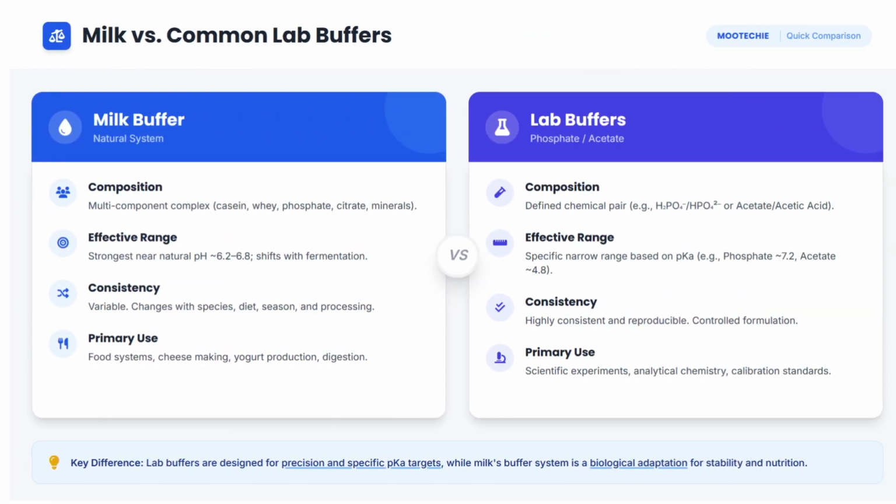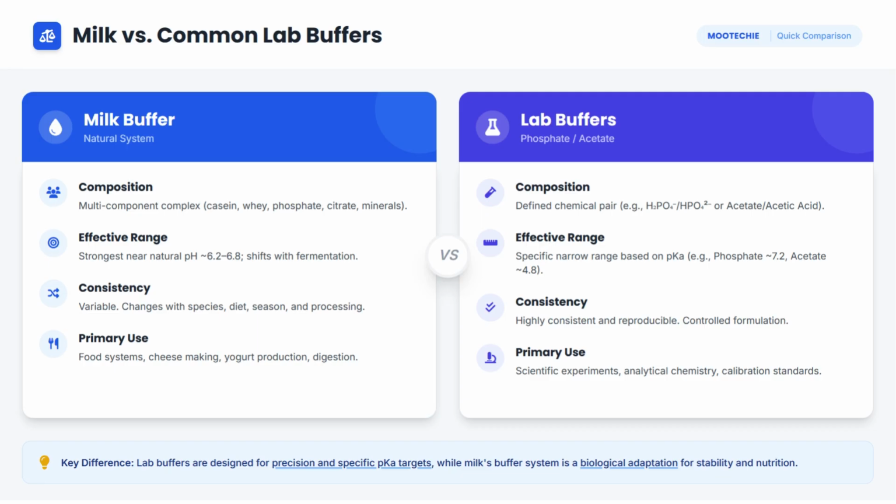How does milk compare to common lab buffers? Milk is a natural system. Its composition is a multi-component complex including casein, whey, phosphate, citrate, and minerals. Its effective range is strongest near its natural pH of about 6.2 to 6.8, but it shifts with fermentation. Its consistency is variable, changing with species, diet, season, and processing. Its primary use is in food systems, cheesemaking, yogurt production, and digestion.